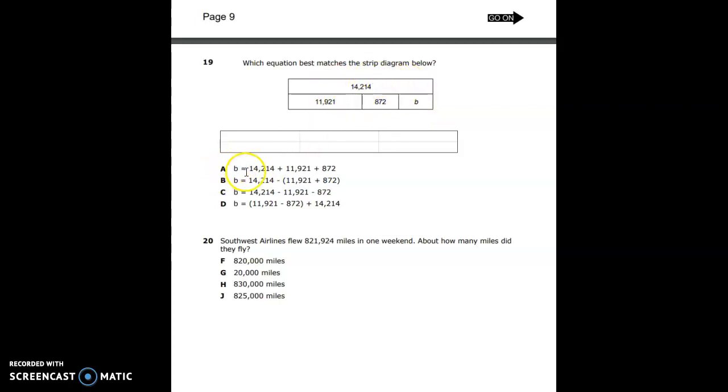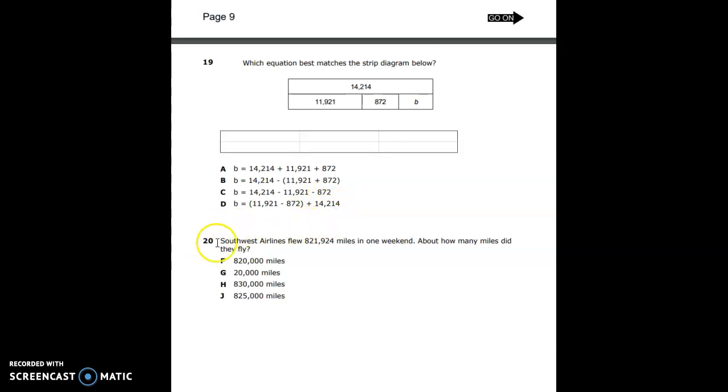Is it A, B equals 14,214 plus 11,921 plus 872? Or B, B equals 14,214 minus 11,921 plus 872? Or is it C, B equals 14,291 minus 11,921 minus 872? Or is it D, B equals 11,921 minus 872 plus 14,214?